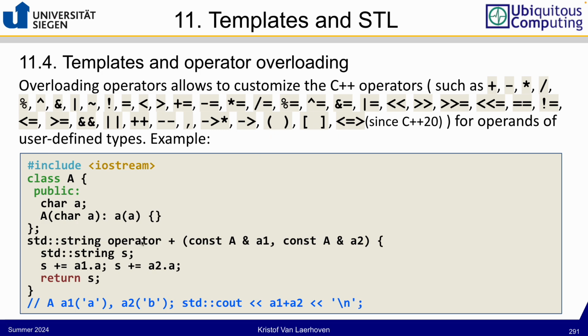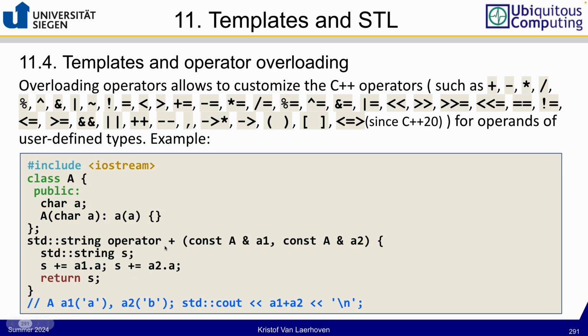And this is almost the same as if you're overloading a function. That's why it's not completely new, I would say. So in this case, we would have our class A, for instance, which has a public attribute A, which is a character. And in its constructor, it basically can take a character and then fills the value into the attribute. That's all this very simple class does.